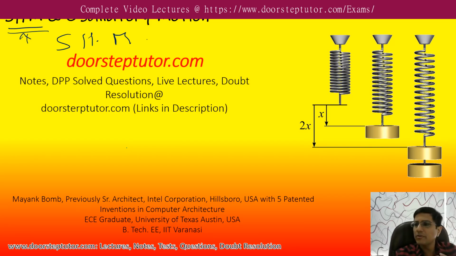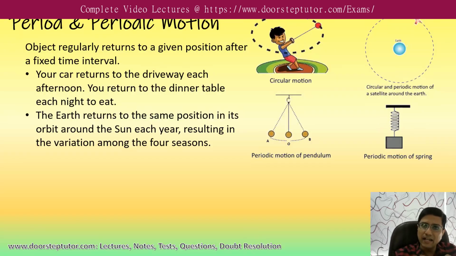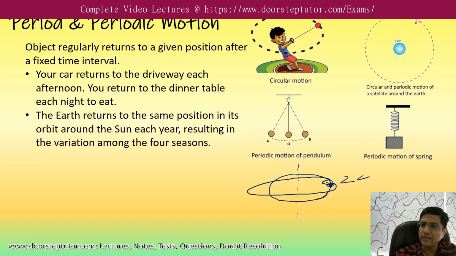Before we move on to the SHM, let us understand a very simple concept, which is periodic motion. Periodic motion is a motion which repeats after a fixed amount of time. A very simple example of a periodic motion is the Earth rotating about its polar axis. We know that the Earth rotates and completes one such rotation in 24 hours.